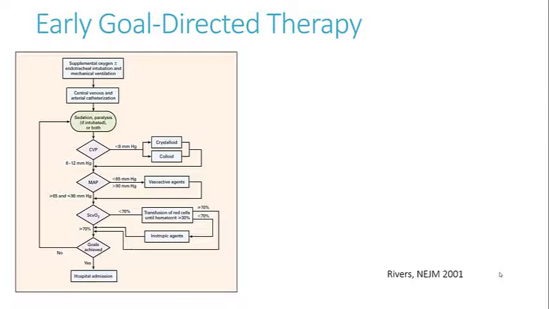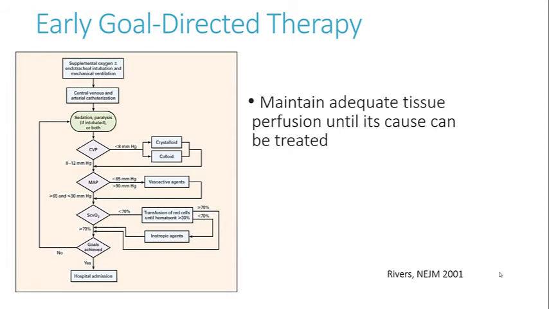So we talk a lot about goal-directed therapy, and I think it's still very important in patients with PAH. Really, our main goal still in the PAH patients and RV failure is still to maintain adequate tissue perfusion.